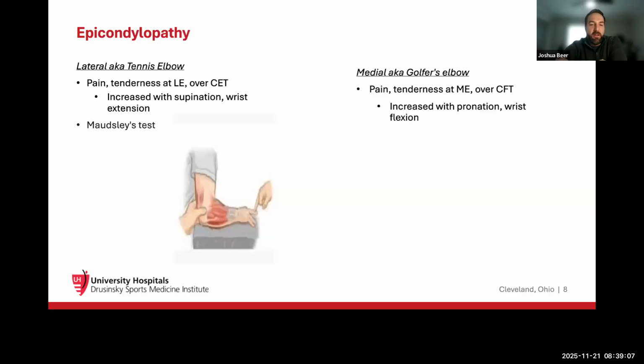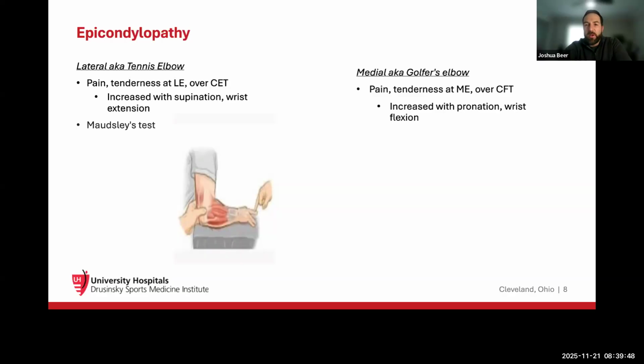As far as exam goes, the biggest thing that you're looking for is very focal tenderness at that lateral epicondyle in the proximal common extensor tendon. As we'll talk about in a few minutes, some other injuries to consider. If they're really not tender at the lateral epicondyle, you may want to broaden the differential. That's the most specific finding. The pain's going to get worse with increased supination and wrist extension. You can also perform what's called a Maudsley's test, which is you have them actively resist middle finger extension while you're isolating at the lateral epicondyle, and if that reproduces the symptoms, that's considered a positive test.